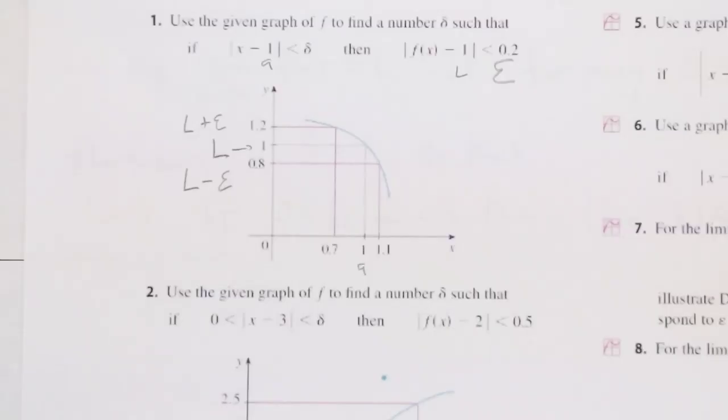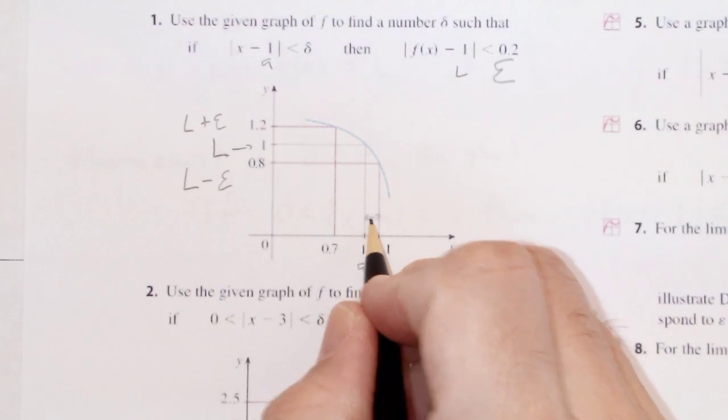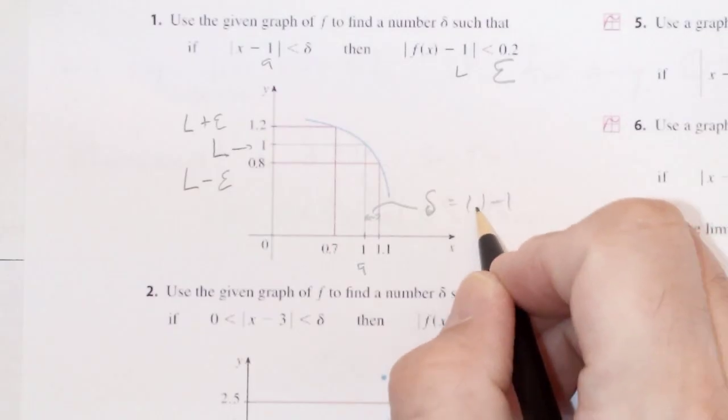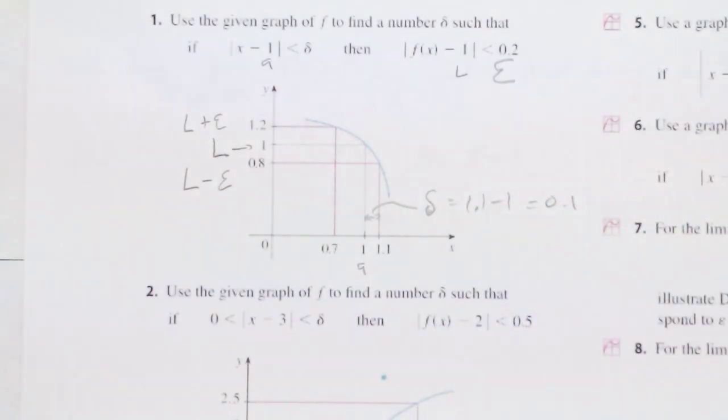Starting at A, I start to spread out to the left and the right. Do I hit the left wall first or the right wall first? And so how far is it from the A value to the right wall? That's my delta. The distance from here to here. You found it. If the tolerance I am allowed is 0.2, then I need to be within 0.1 of my A value, 1.